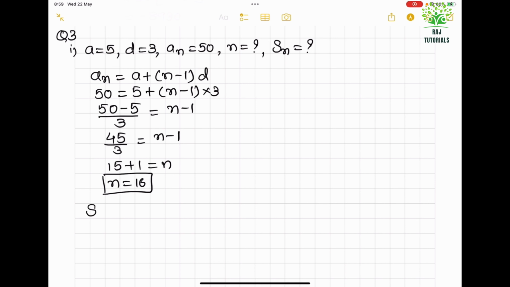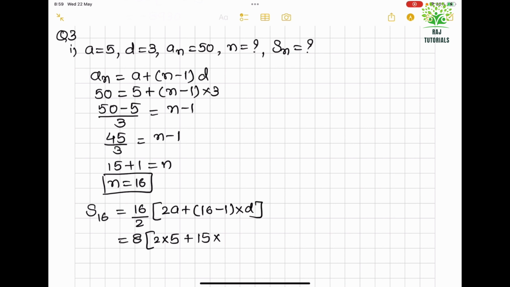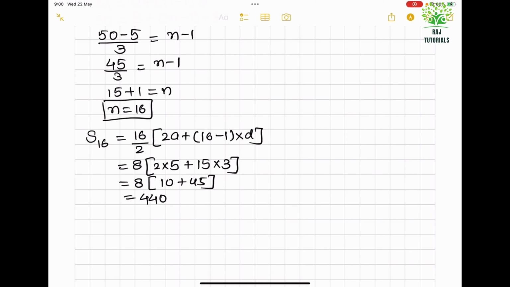Now I have to find S16. So S16 will be 16 upon 2 into 2a plus (16 minus 1) into d. So that will be 8 into 2 into 5 plus 15 into 3. So 8 into 10 plus 45, 440.